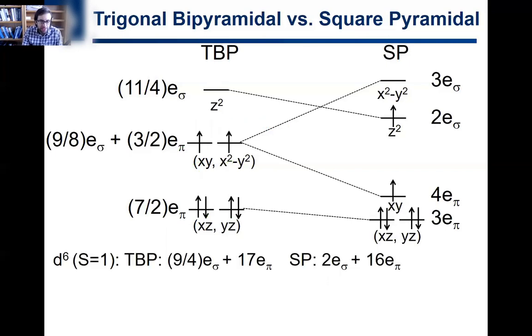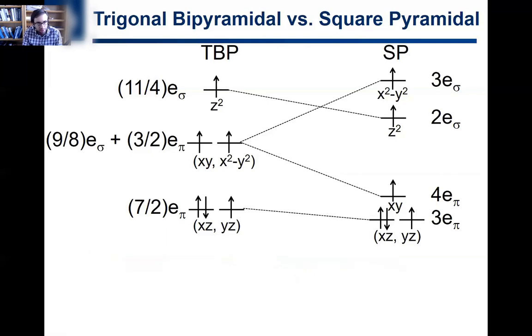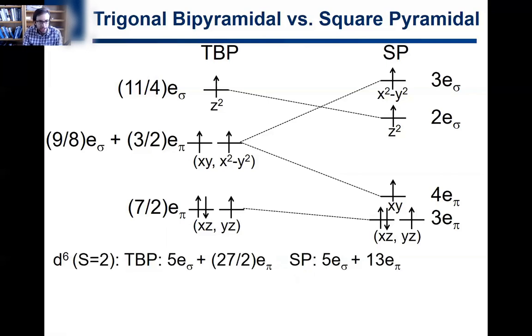You can have other spin states in both though, so consider this triplet, D6, and these are pretty interesting. Again, it's a pretty close call here: 2.25 e sigma versus 2 e sigma. So similar to some other cases we saw before, it's going to depend on the ligands.